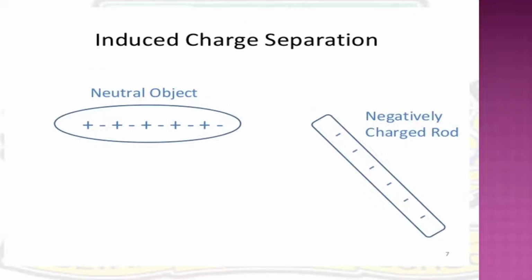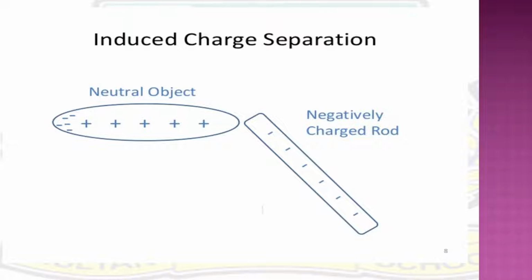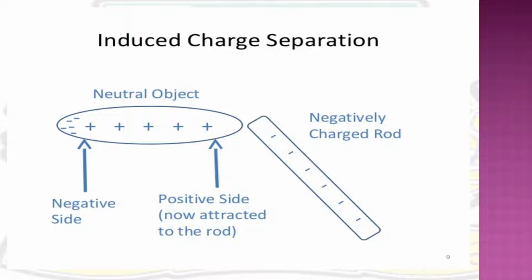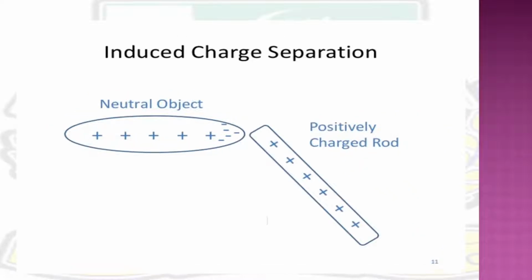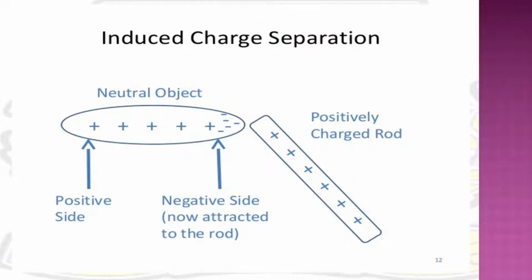Now consider a neutral object here and a negatively charged rod also here. You can see that while taking it close to the neutral object, the positive side is now attracted towards the rod that is negatively charged, and the object is neutral. Now a positively charged rod is brought near to the neutral object. And here you can see that the negative side is now attracted towards the positively charged rod.